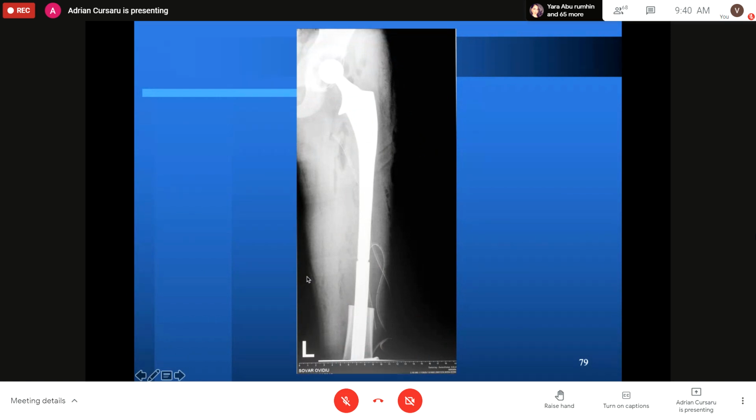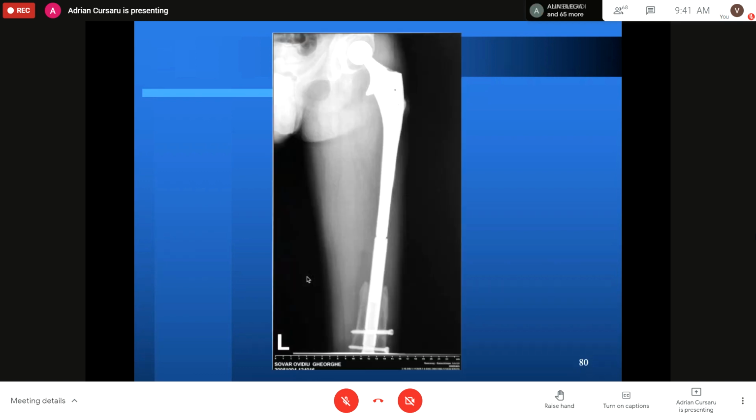That's a post-operatory image that we have made. That resection is a big one. We have just the distal part of the femur that is normal bone. All of the abnormal bone was removed, and we have put that special prosthesis in that case.